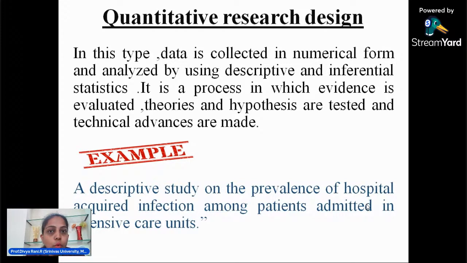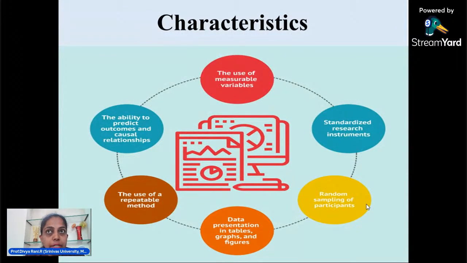So now we will move on to the quantitative research design. In research design, if you are taking everything in numerical form, that is, analysis of descriptive and inferential statistics, and you are getting a result in numbers, then you call it quantitative research design. For example, prevalence of hospital acquired infection among patients admitted in intensive care unit. Here you are going to check how many people are infected with hospital acquired infection, which are the areas affected, so you are getting everything in numbers. That is called quantitative research design.